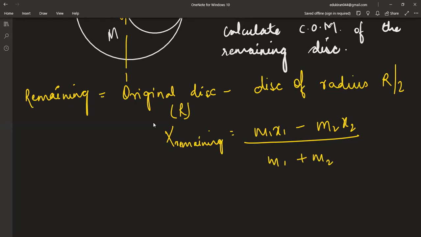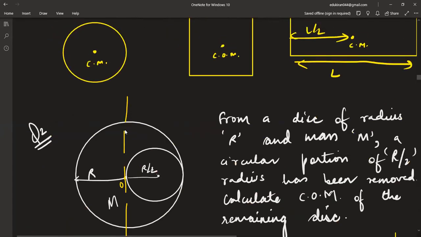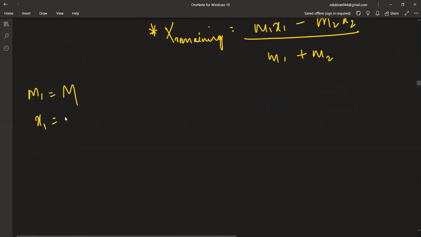This is a formula which you can use to get these types of questions done, because these types of questions are very common. Now the problem that arises is, m1 you will take as m, the original disk mass. And x1, because we have taken this as the reference line, is at the center here, this is 0. So there is no separation. Okay, x1 will be 0.